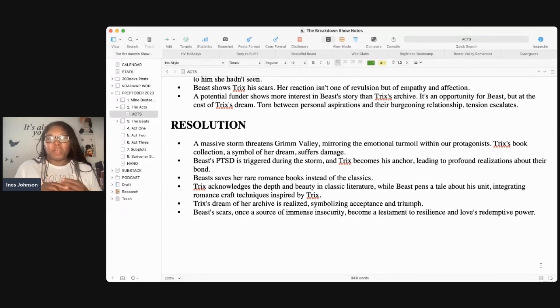I'm not sure about this part where Trix acknowledges the depth and beauty in classic literature, because that's something that I struggle with. But I do know that Beast is going to use the things that he's learned from her about romance and integrate that craft into the ghostwriting that he's doing. And I think instead of being the ghostwriter for a general, he's going to want to tell the stories of how his friends are healing.